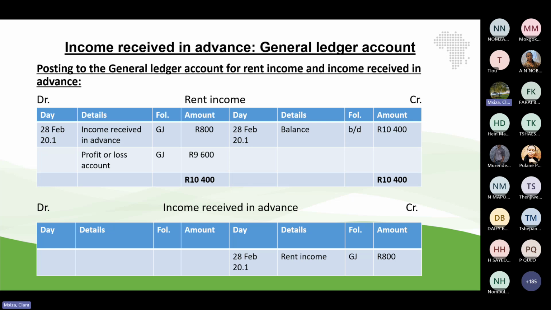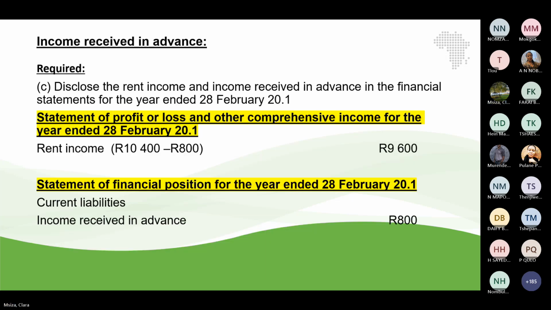Then now we need to have our adjustment entry, which is income received in advance. Remember, we said it is a liability, and a liability increases on the credit side. And we said profit and loss is an expense. So this 9,600 will go to your profit and loss and other comprehensive income. So you can disclose this.